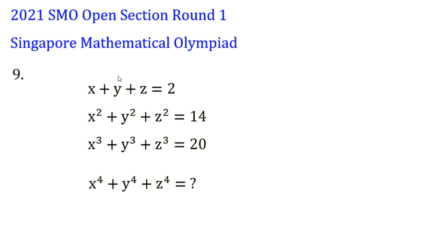In this video, we are going to solve 2021 SMO Open Section Round 1, the hardest level. We have Junior Section and Senior Section. Open Section is the hardest part, Round 1. Singapore Mathematical Olympiad, problem number 9. We want to solve this problem with two methods.